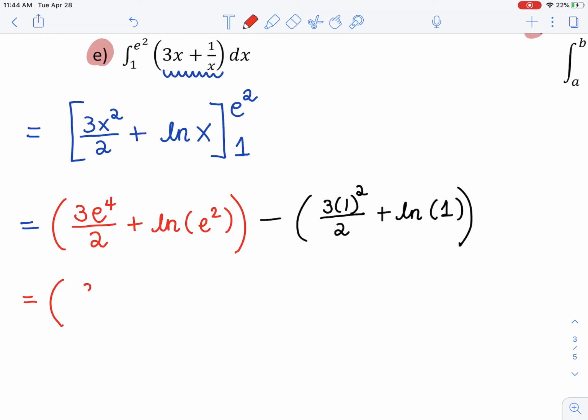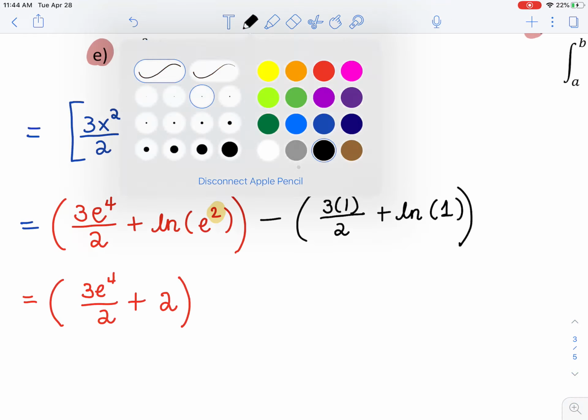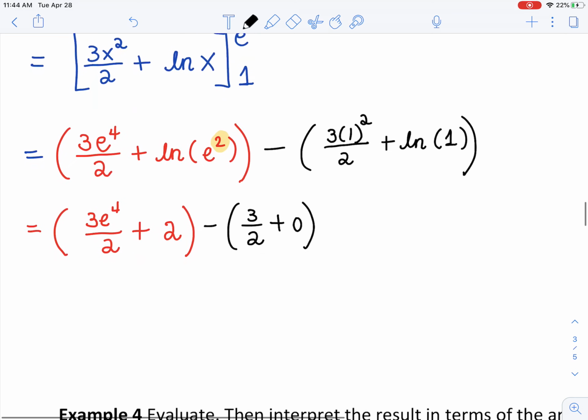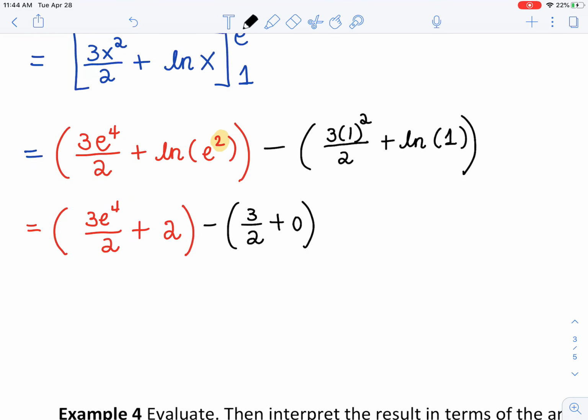Alrighty, let's go ahead and simplify the red one a little bit further. Now, the red expression is 3e to the 4th over 2. Using the log property, I can go ahead and bring this 2 down in front of it, right? And the natural log of e will just turn into 1. So that's that. And then let me take care of the second one. 3 times 1 squared is going to be 3, just 3 for the numerator. So the first fraction is 3/2. And what about natural log of 1? That's just going to be 0, right?